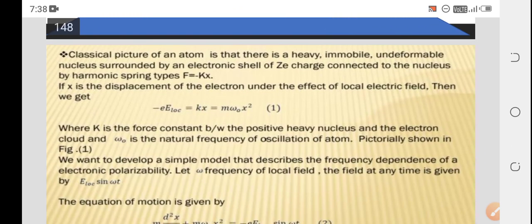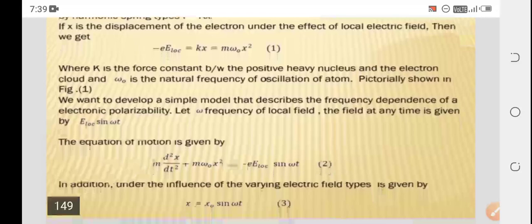The classical picture of an atom is that there is a heavy, immobile, undeformable nucleus surrounded by an electronic shell of charge connected to the nucleus by a harmonic spring type force F equal to minus kx. If x is the displacement of the electron under the effect of the local electric field, then we get minus E local equal to kx, where k is equal to m omega naught square, which we take as equation 1, where k is a force constant between the positive heavy nucleus and the electron cloud. Omega naught is the natural frequency of oscillation of the atom, pictorially shown in figure 1.